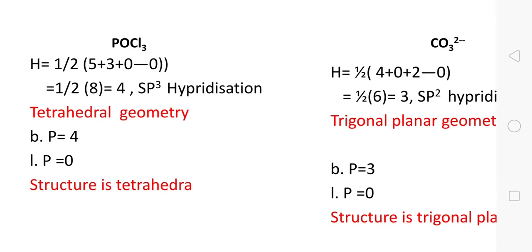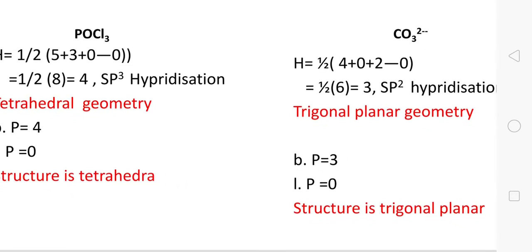So bonding pair is equal to the total number of surrounding atoms. 1 O and 3 Cl, so 4. So bonding pair is equal to 4. Lone pair is equal to H minus BP, that means 4 minus 4, which is 0. So for POCl3, the geometry is tetrahedral and the structure is also tetrahedral.